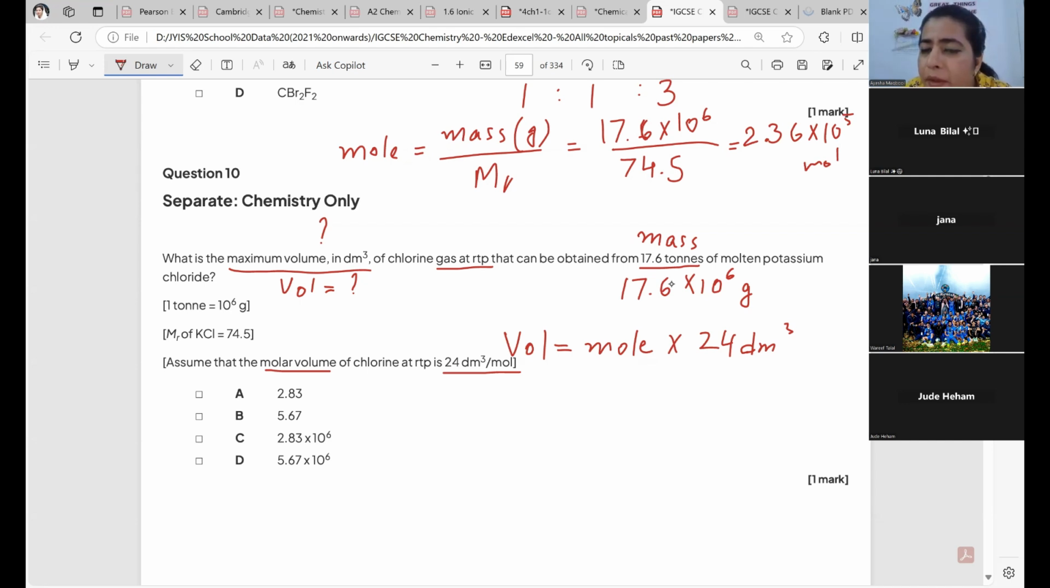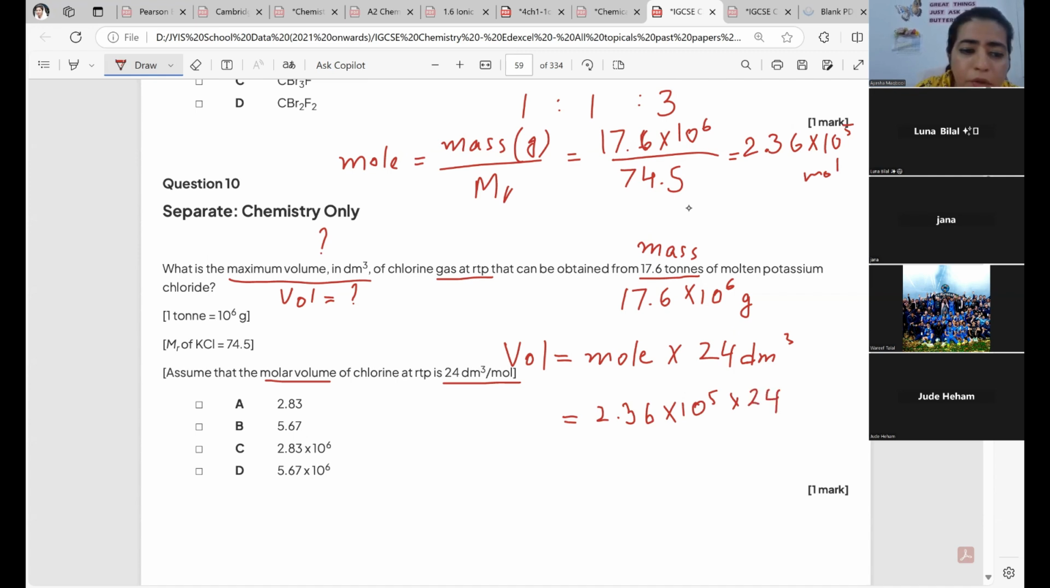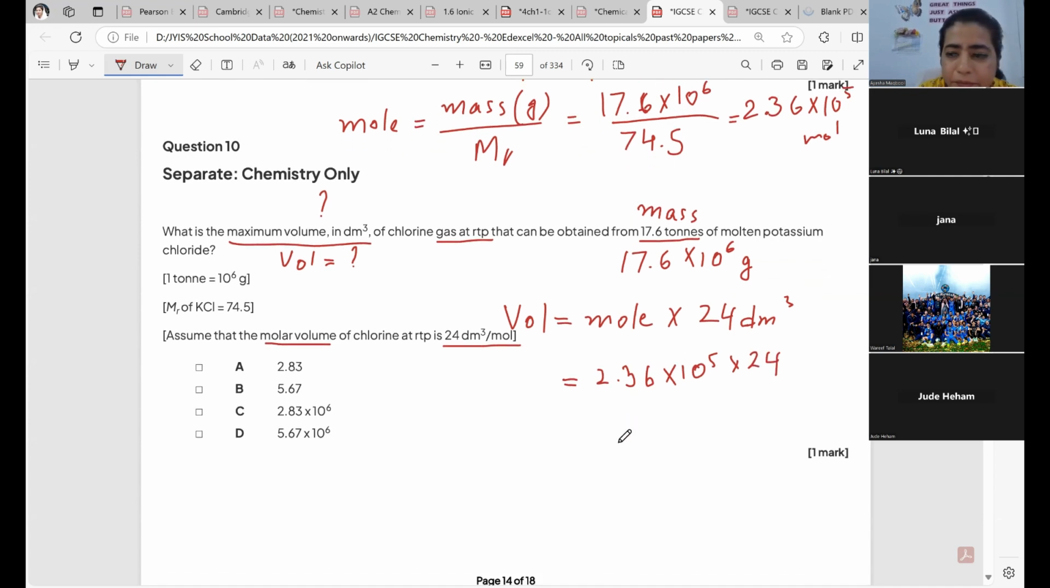What if I only rounded it? You cannot round it too much because then you may not get the right answer. The number is only 4 digits after the decimal, so I can round it. Then you can round off. Okay, these moles you got, multiply them with 24. It will be 5664000. Multiply by 24. So what is the right answer here?